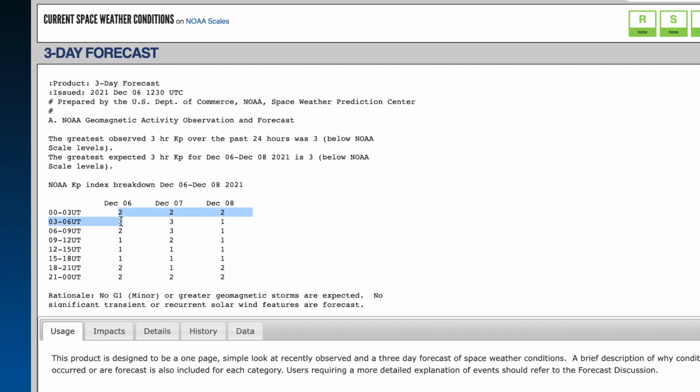And here this gives me the predicted KP levels for each of these 3-hour blocks from December 6th through December 8th. You can see they're all relatively low, so I don't have to worry about any aurora popping up at home for the next few days.